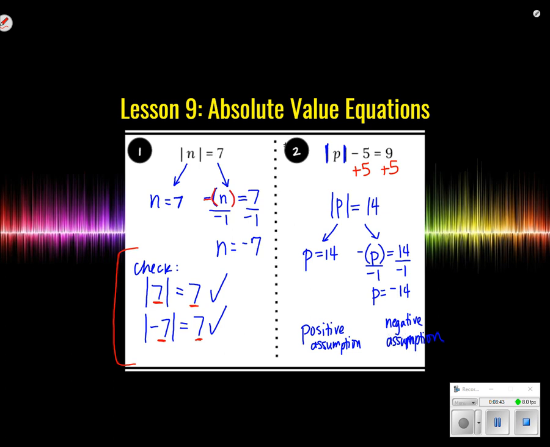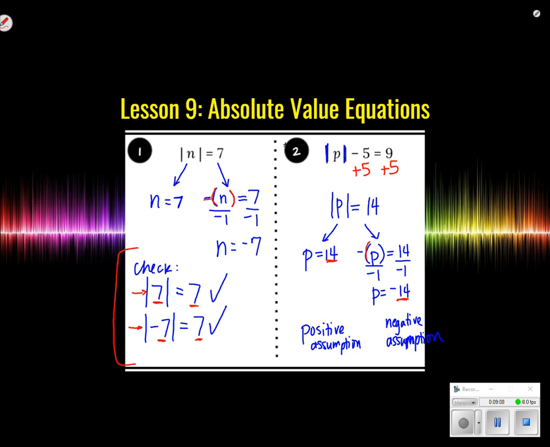So I'm looking at this positive assumption. What happens if I'm looking for the positive number? What am I going to get? In this case, 14. And what am I going to get when I'm trying to figure out what negative number I can plug in? In this case, it's -14. So that's why we always break it up into 2, because we have to figure out, what if it's positive inside the absolute value? What if it's negative inside the absolute value?